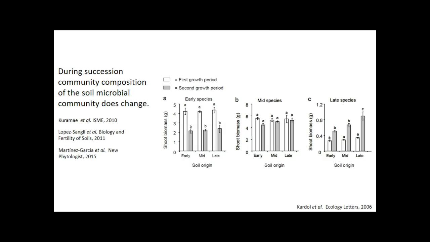In this example, when you have early successional species, at first arrival they perform very well, but the next generation does not perform so well. This is a negative plant-soil feedback. But when we look at the late successional species, we see that they need one generation to accumulate a beneficial environment. And that is a positive plant-soil feedback. So we see that both the plant identity matters, but also the soil microbial community matters. So you see here that soil origin does matter as well for plant performance.